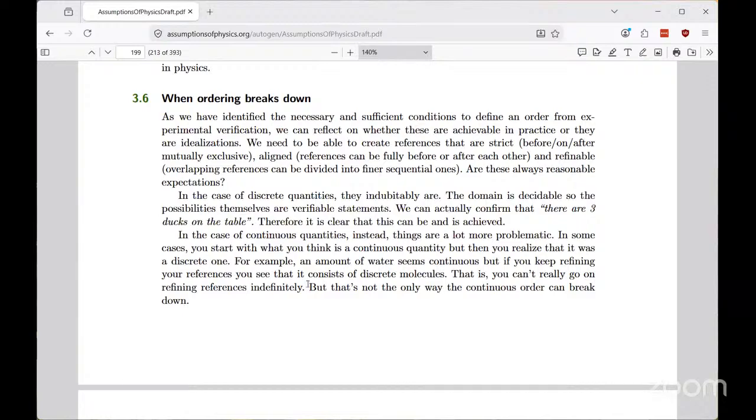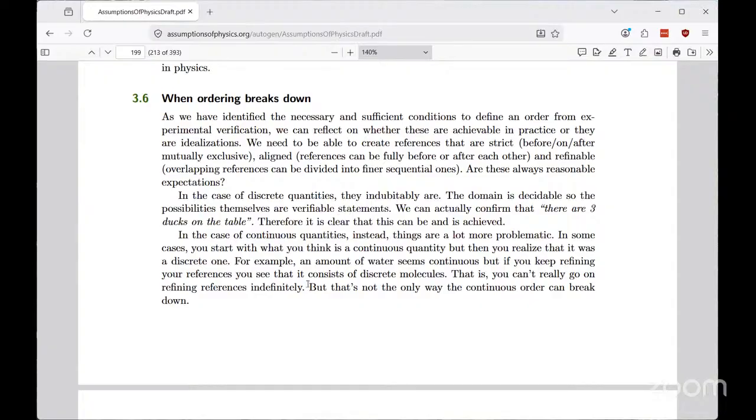When ordering breaks down: as we have identified the necessary and sufficient conditions to define an order from experimental verification, we can reflect on whether these are achievable in practice or they are idealizations. We need to be able to create references that are strict, meaning before, on, and after are mutually exclusive, aligned, so references can be fully before or after each other, and refinable, so overlapping references can be divided into finer sequential ones. Are these always reasonable expectations?